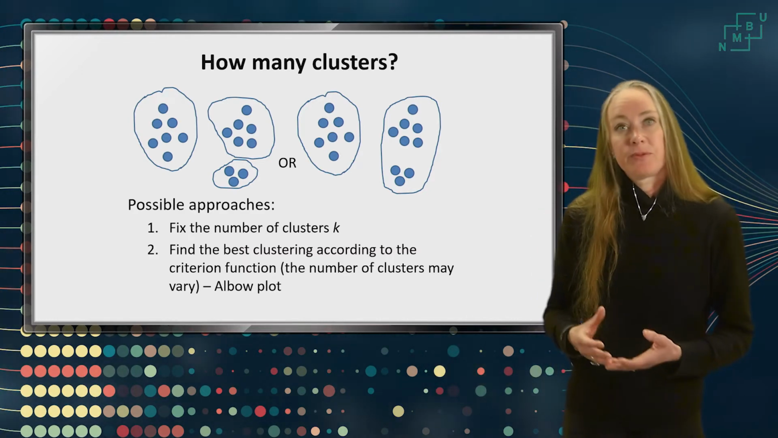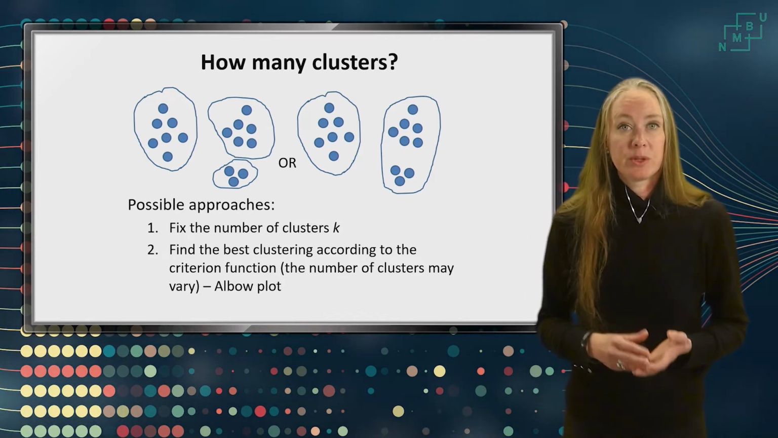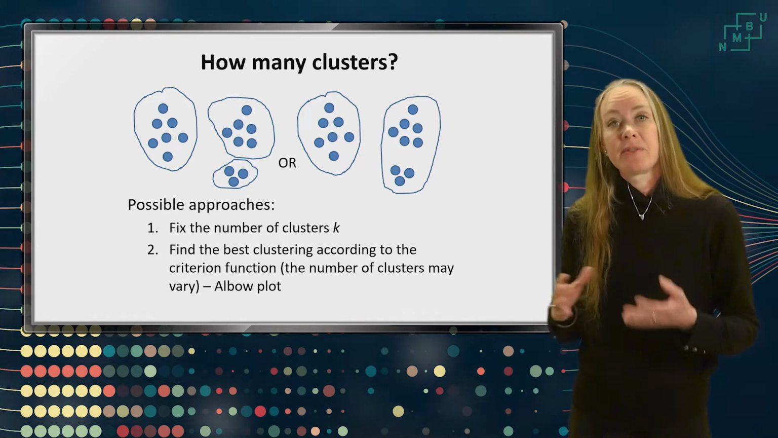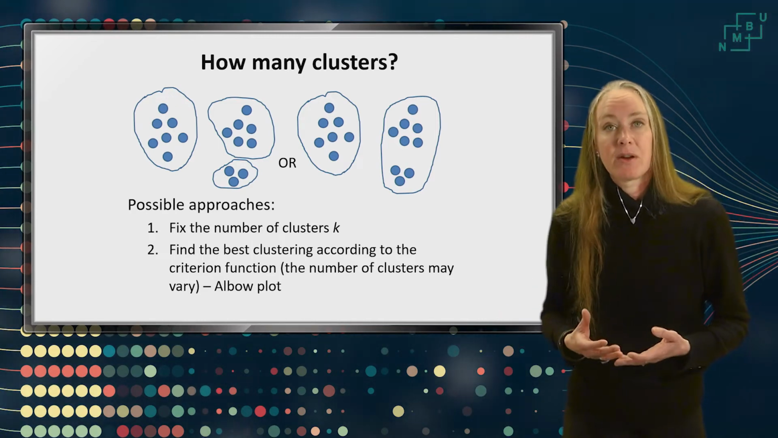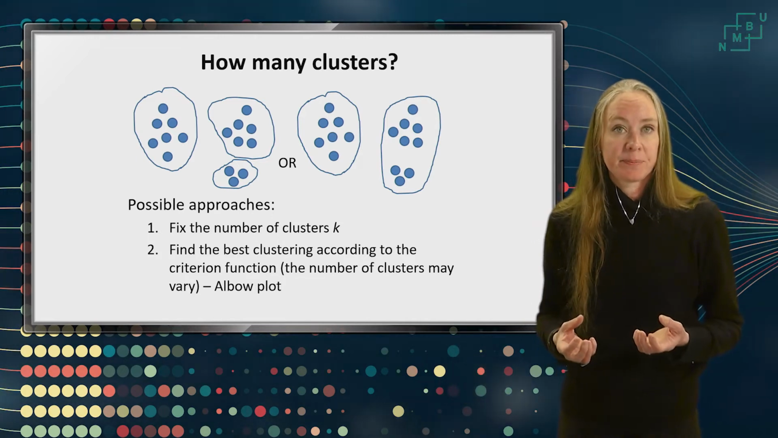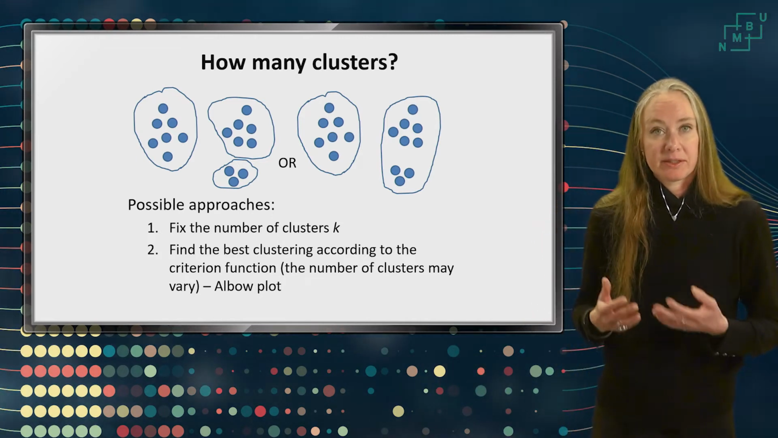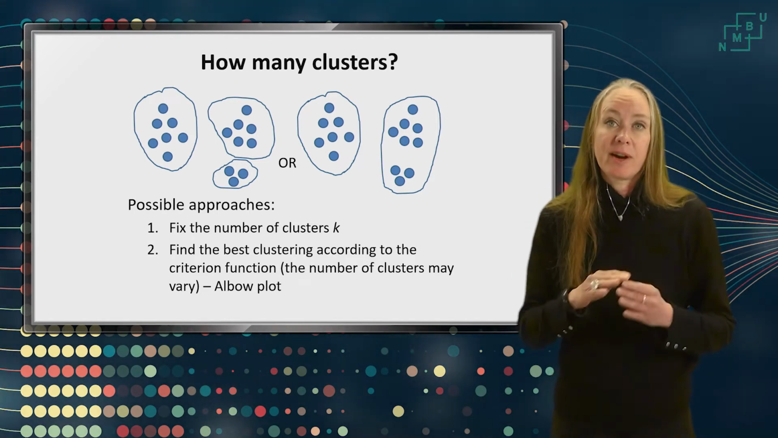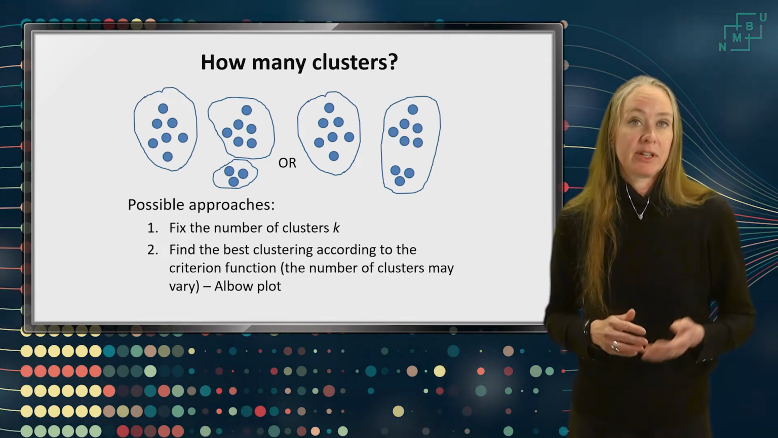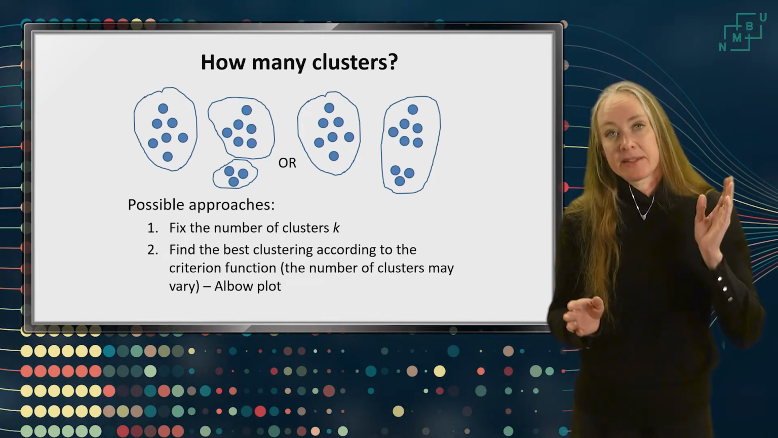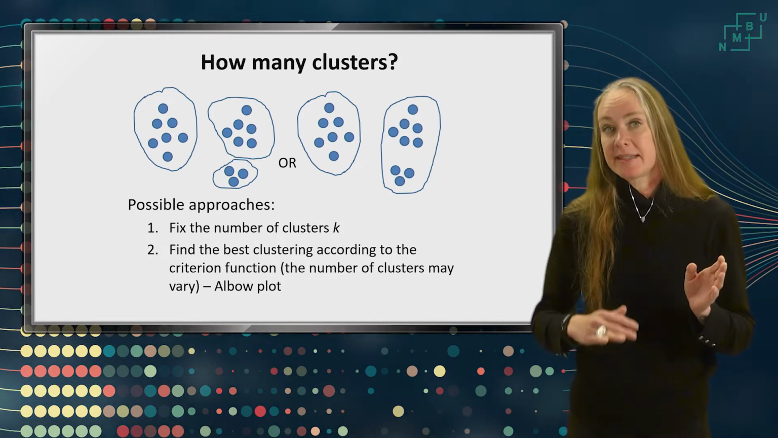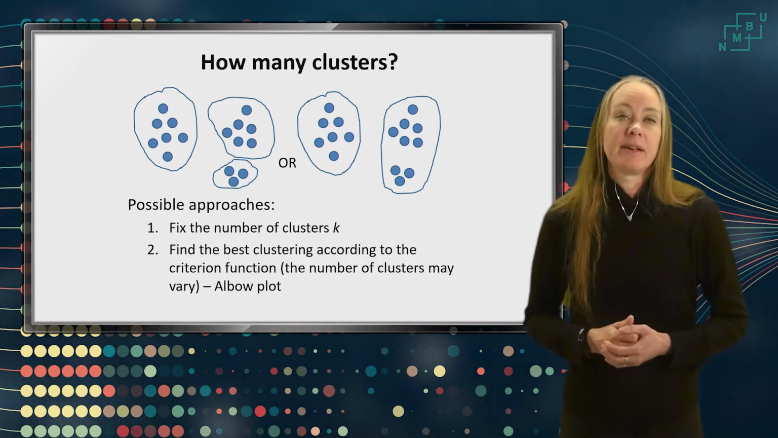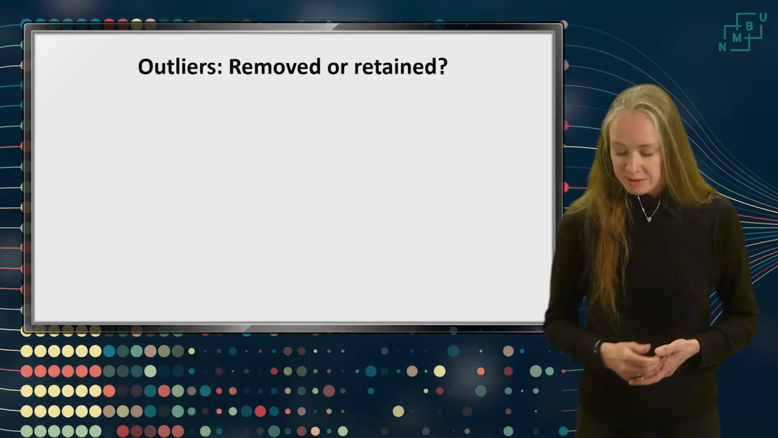Possible approaches in order to find how many clusters we should use is to fix the number of clusters, which is typically something we do if we have an idea beforehand of how many groups there should be in the data. Or we can find the best clustering according to the criterion function. And a common way to do this is to vary the number of clusters, evaluate the criterion function, and plot the values of the criterion function against the number of clusters in what we call an elbow plot. Then we can see what would be the optimal number of clusters.